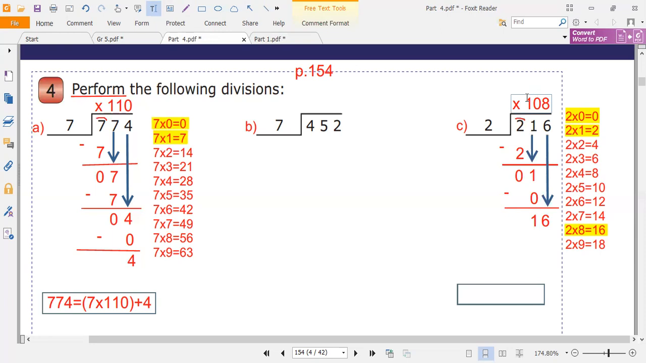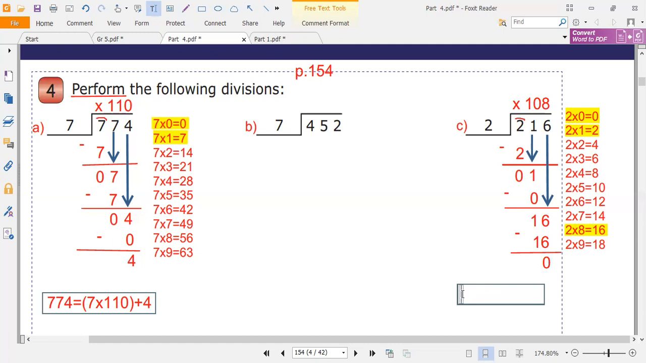Now we multiply 8 by 2 equals 16. We write the answer under 16. And now we subtract 16 minus 16 equals 0. And the division is done because we don't have any digits to bring down. And the remainder is 0.